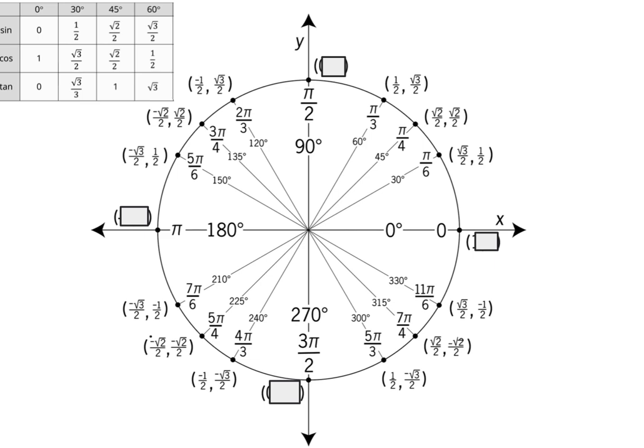Unit circle is not hard to memorize. You literally have to memorize the first quadrant, period. And then you can fill in the rest of it by mirroring, okay? Let's look at my special angles.